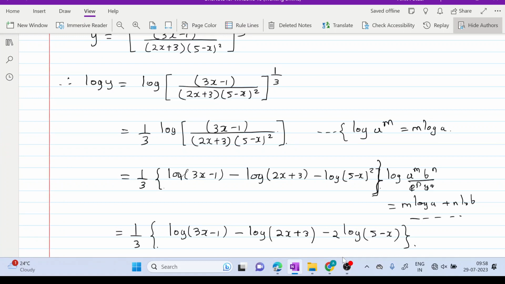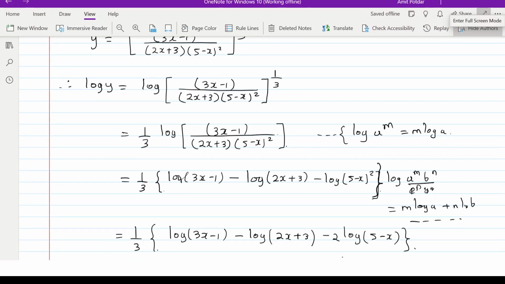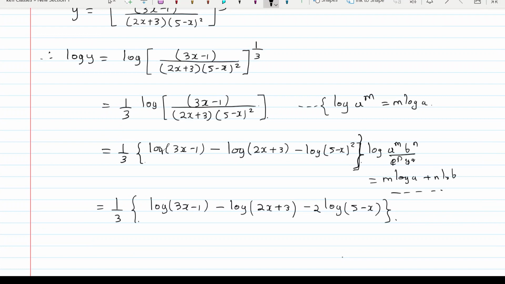Exercise 3.3, the second-third problem: y is equal to (3x minus 1) whole thing raised to 1 by 3, and so these are the steps that you have to do. We have used the log, correct? That is the first step, we took log. Then we have taken this part, that is the second step, and this is all the second step. We have used the laws of logarithms, right?